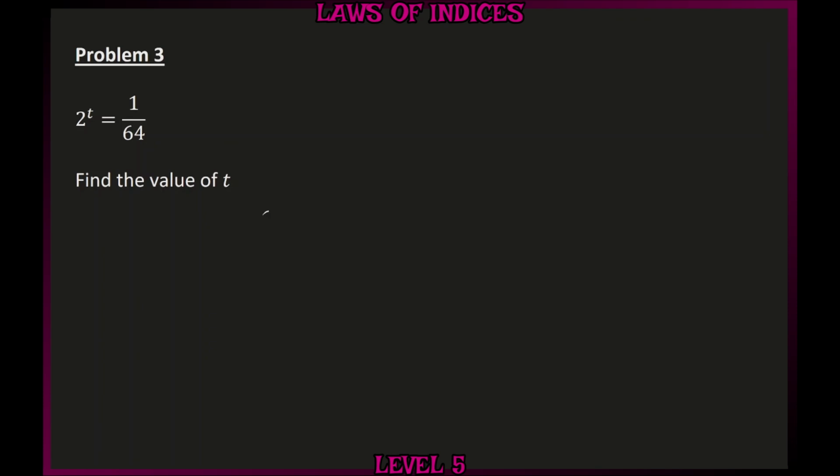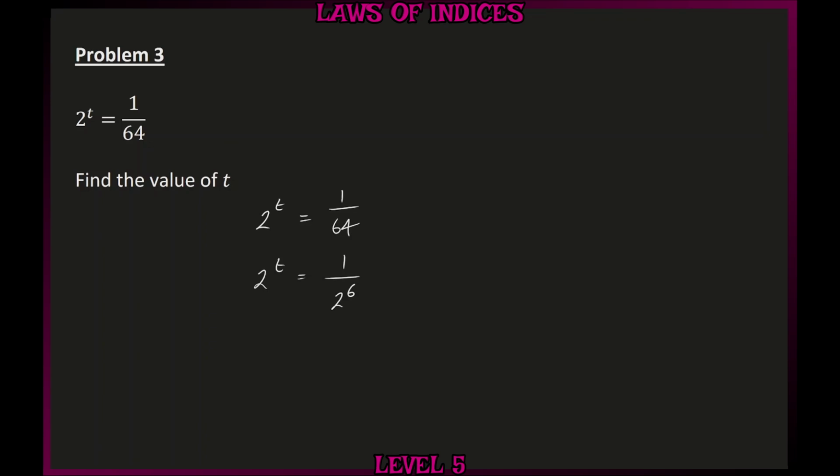So 2 to the power of t is equal to 1 over 64 can be rewritten as 2 to the power of t is equal to 1 over 2 to the power of 6, because 2 times 2 times 2 times 2 times 2 times 2 is 64.